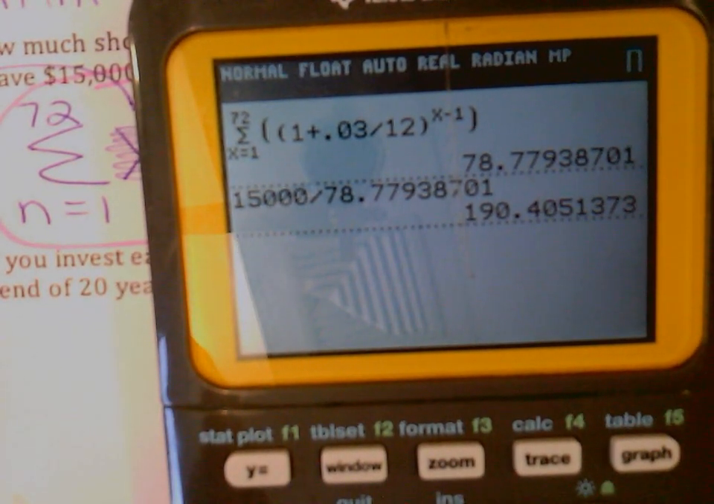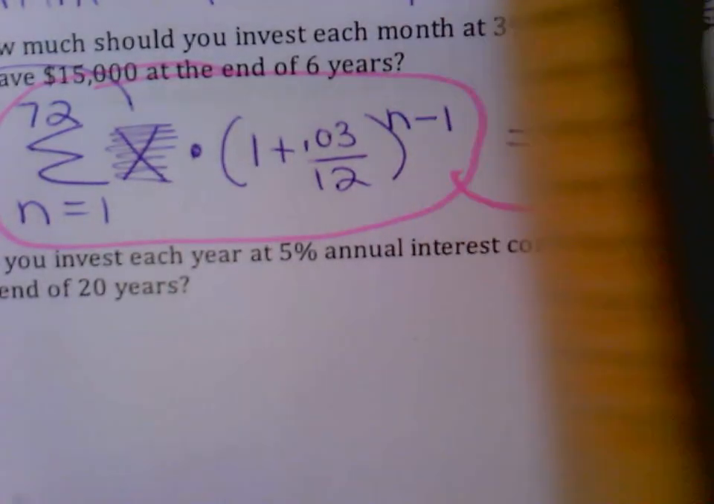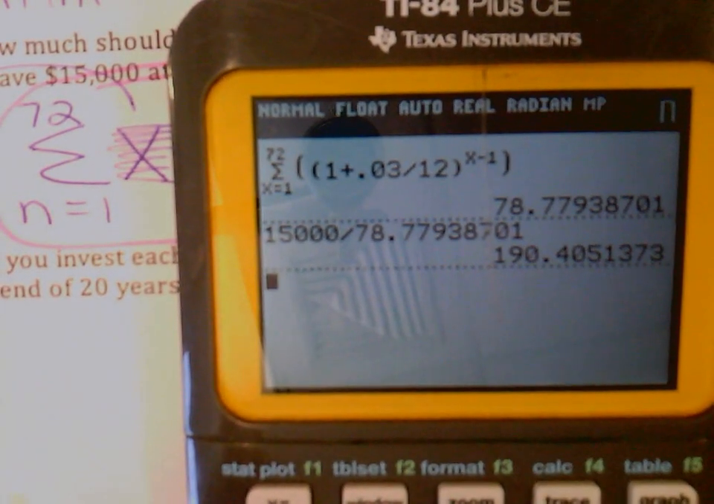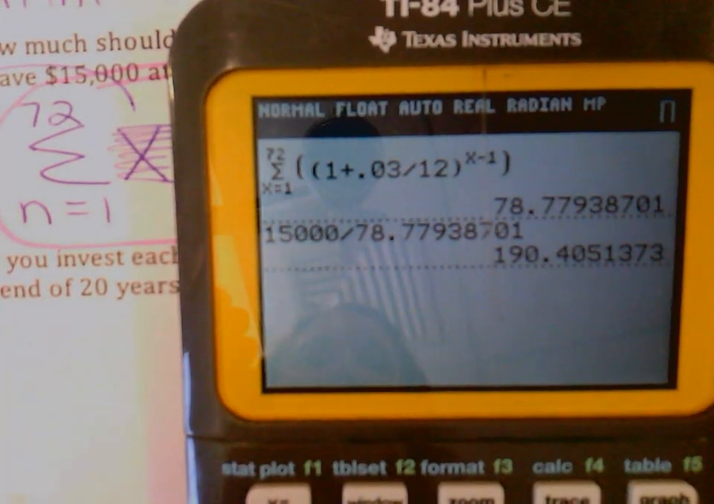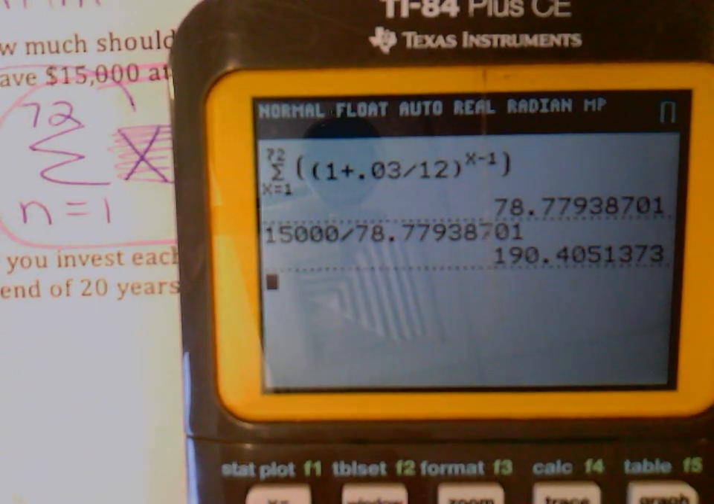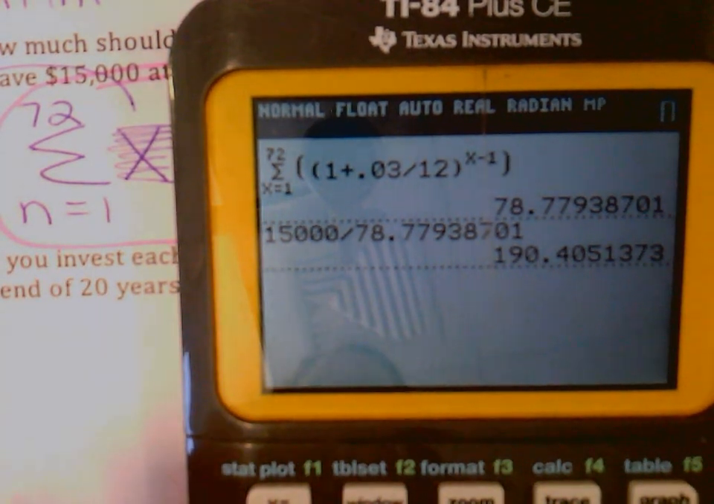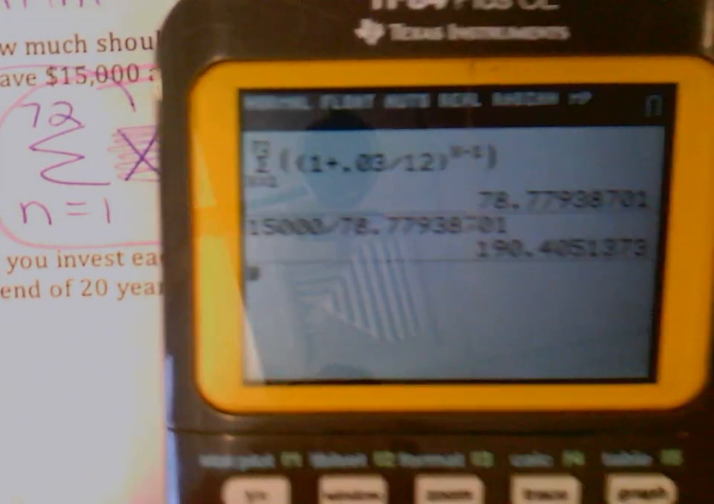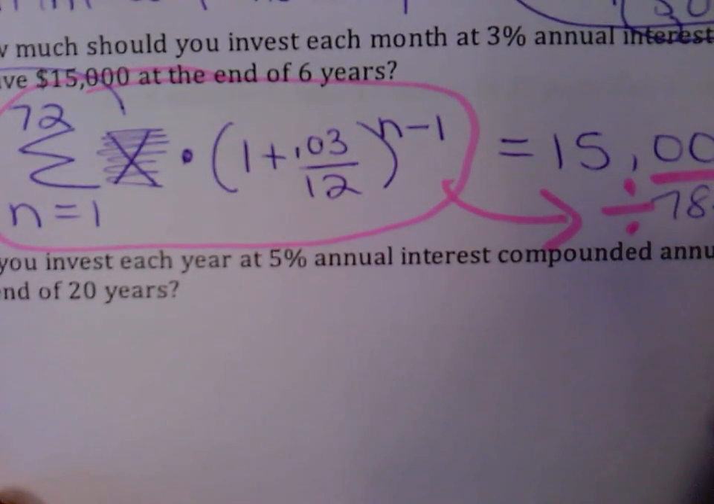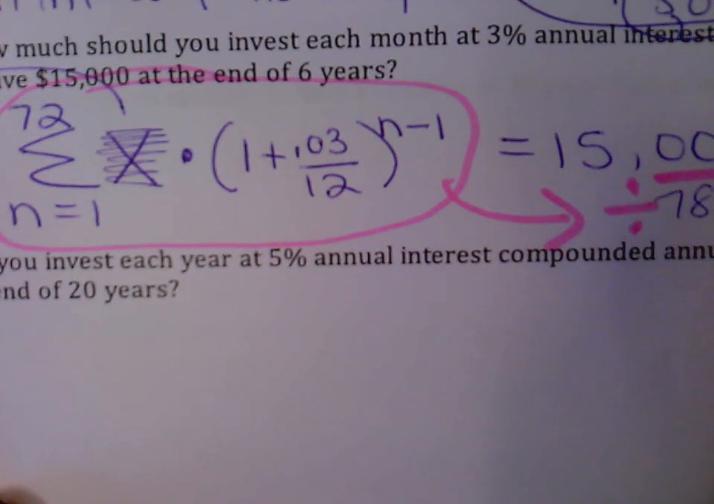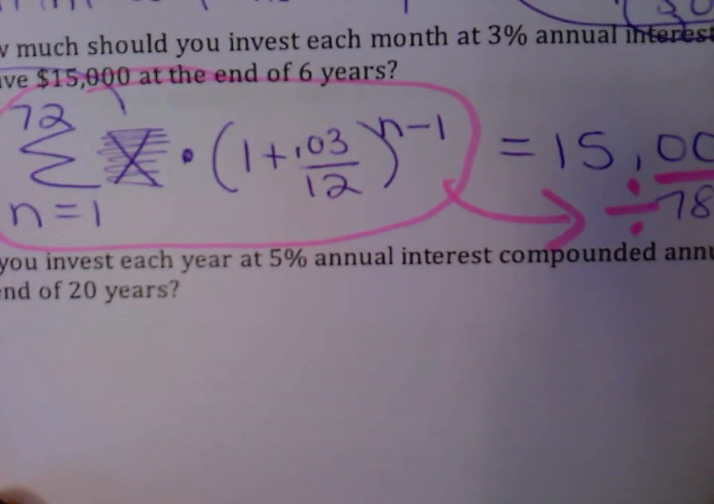Okay, why don't you try number 3. Think about how number 3 would be set up, the same or different from number 2. You have a different time frame, but you're doing annually, right? N before was monthly, now N is annually. And if you're not sure on number 3, I'll put it up in just a minute. It came out to $190 and 41 cents a month, right?